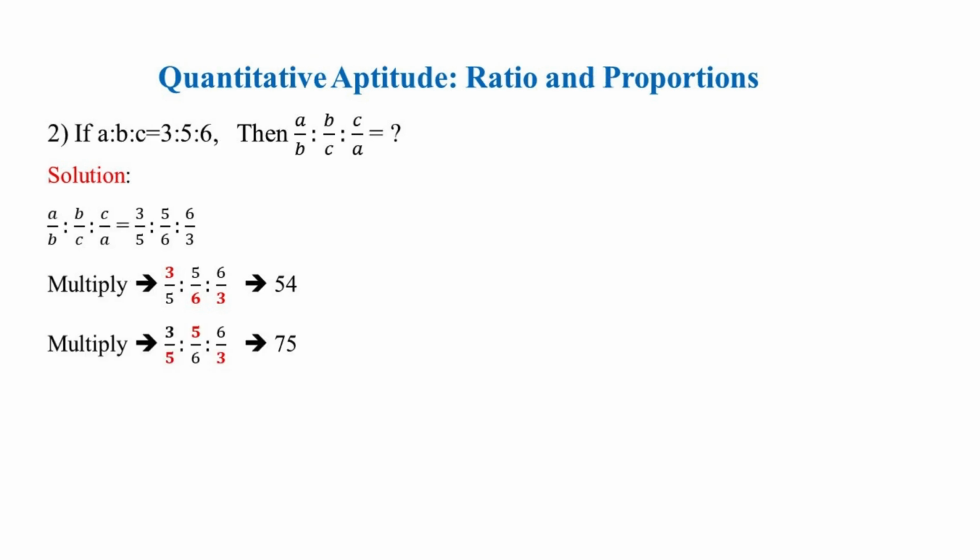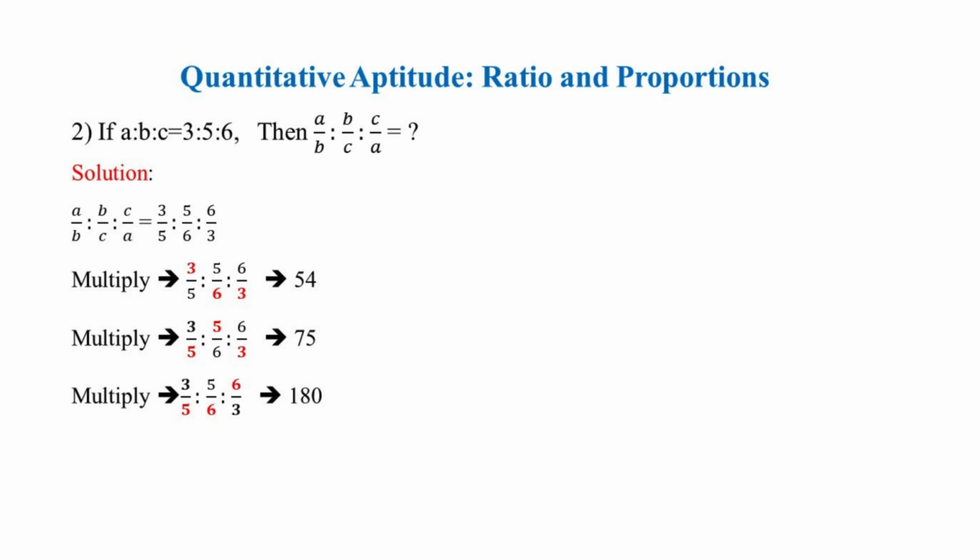Now in the second case, the second numerator 5 has to be multiplied with the other two denominators. Other two denominators are 5 and 3. So 5 3s are 15, 15 5s are 75. Then in the next step, the third numerator and the first and second denominators have to be multiplied. Which will give us 180, which is 6 6s are 36, 36 5s are 180.